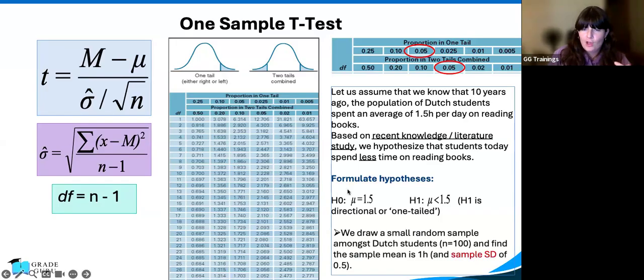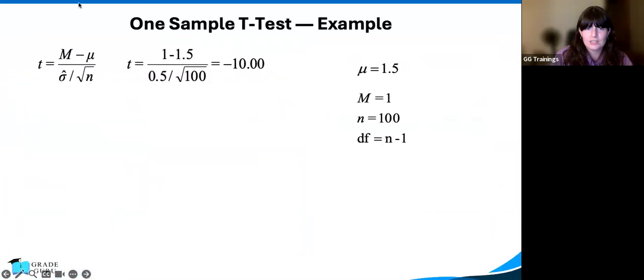Okay, what's next? We draw a small random sample amongst Dutch students, n equals 100, and find the sample mean is 1 hour. And the sample SD is 0.5. Okay, so this is an example where they do give you an SD, but they specifically give you sample SD, not population SD. Okay, and that means you have everything you need for your formula. Okay, sample mean is 1 hour. Mu is 1.5. SD is 0.5. And your N is 100. Sorted. You can put everything into your formula and calculate your T obtained.